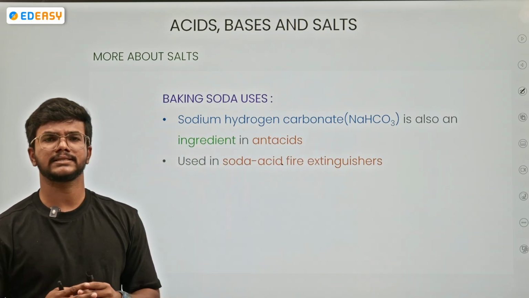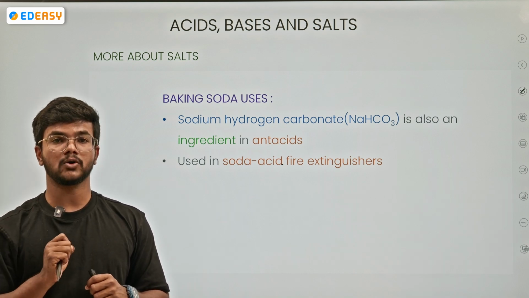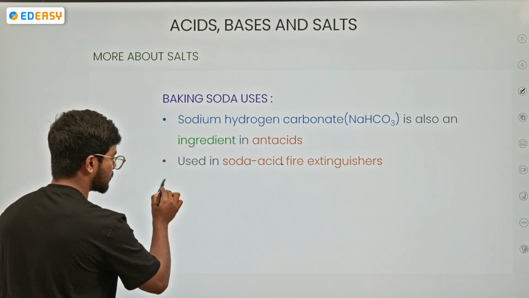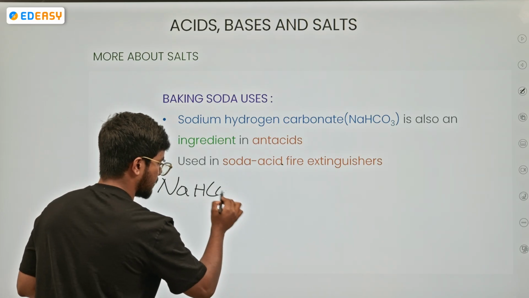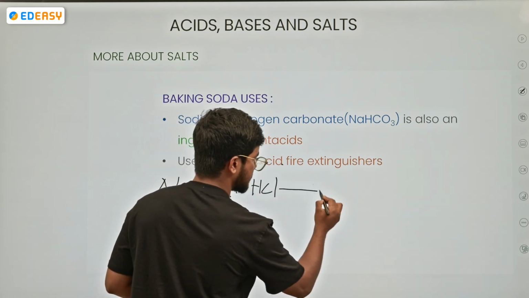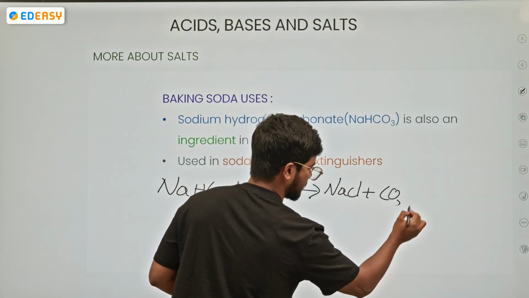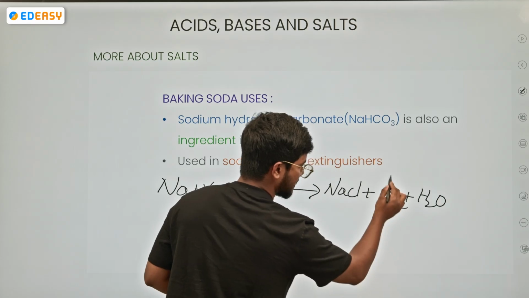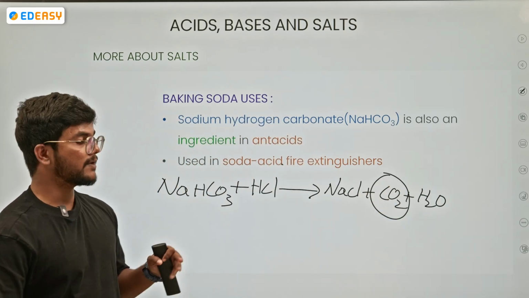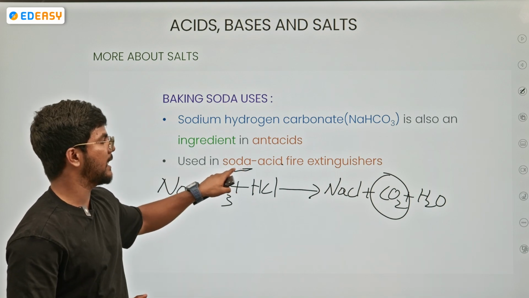Why is it a soda acid extinguisher? In the chemical properties of acids and bases, we discussed a reaction of metal hydrogen carbonate reacting with an acid. Metal hydrogen carbonate is sodium bicarbonate, sodium hydrogen carbonate. When it reacts with HCl, it gives NaCl salt plus carbon dioxide plus H2O water. This carbon dioxide is used to extinguish the fire, so we can produce carbon dioxide with the help of soda, which is baking soda, and acid.